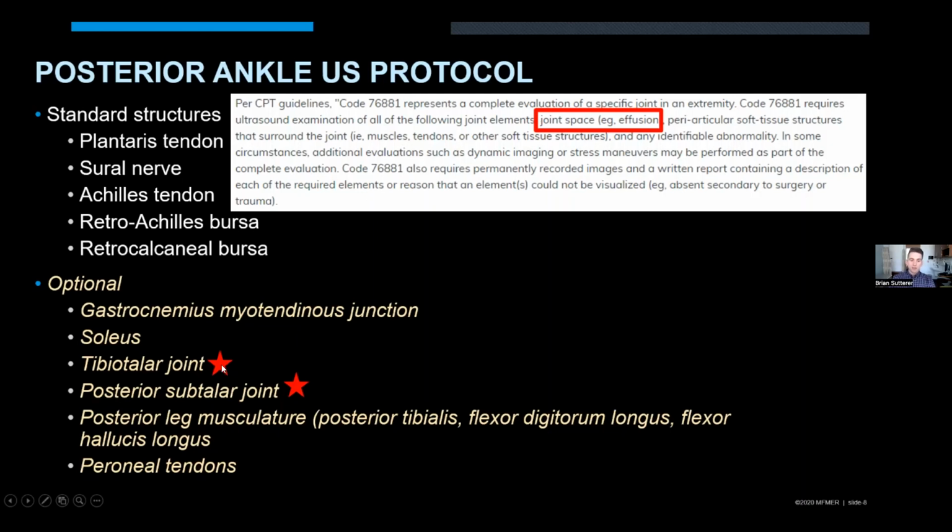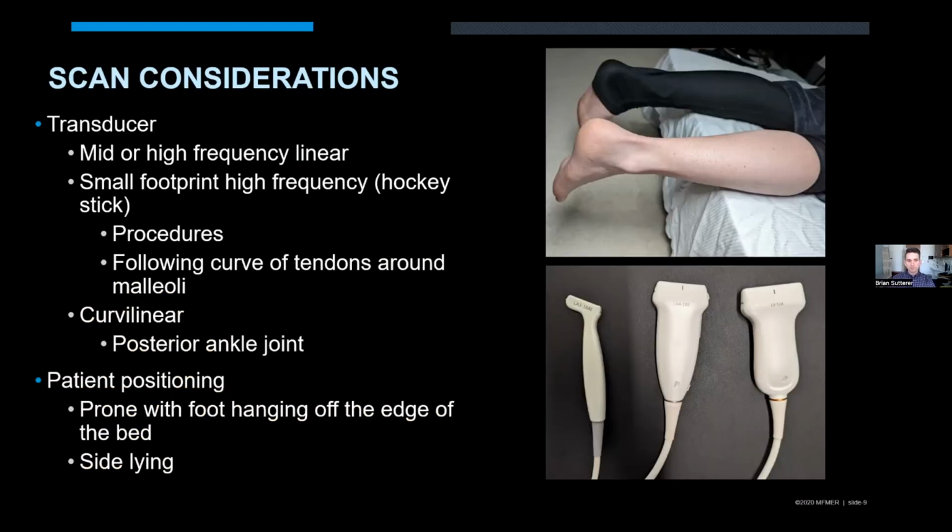And so really the inclusion of looking at the posterior subtalar joint, looking at the tibiotalar joint would technically meet criteria for what could be considered a complete scan if you include evaluating the underlying joint. So one thing to consider going forward with the protocol.